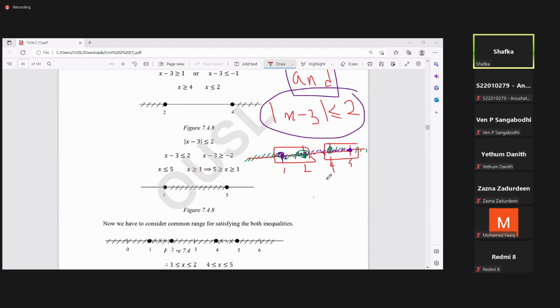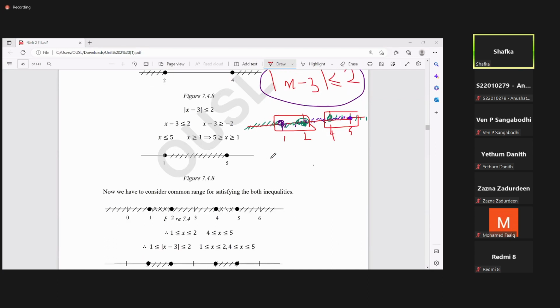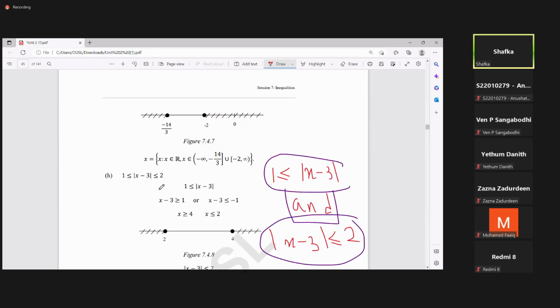The common region, so that the solution is x less than or equal to 2 and x greater than or equal to 1, and x less than or equal to 5, x greater than or equal to 4. If you have two inequalities in one question, you have to consider each inequality separately and the solution will be the common region.